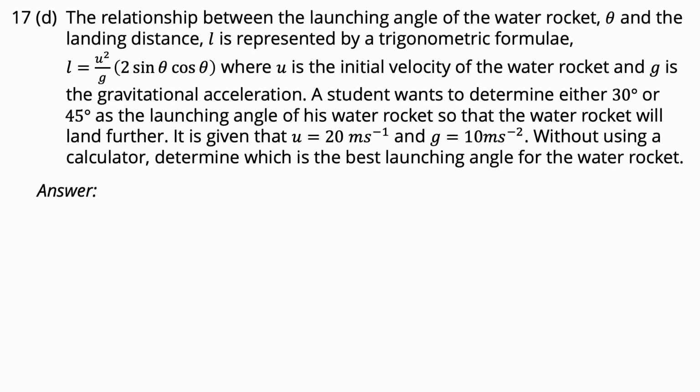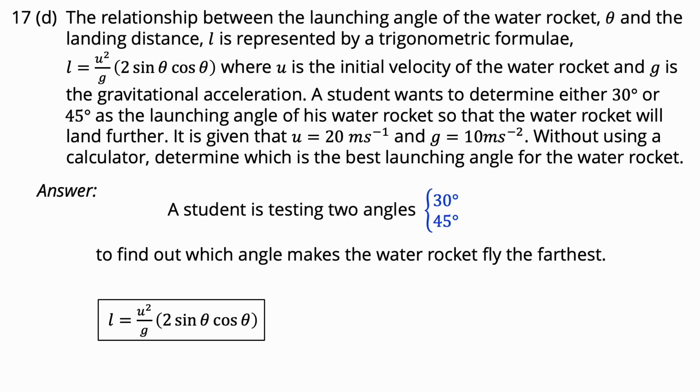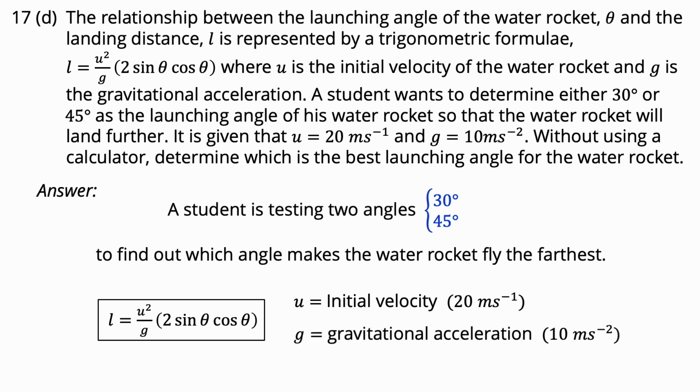D. A student is testing 2 angles, 30 degrees and 45 degrees, to find out which angle makes the water rocket fly the farthest. A formula is given to find how far the rocket flies. L equals u² divided by g, times 2 sin θ cos θ, where u is the initial velocity, 20 meters per second, and g is the gravitational acceleration, 10 meters per second squared.